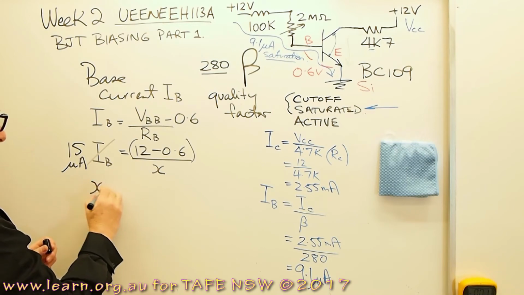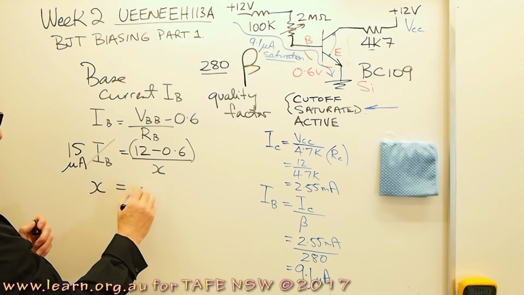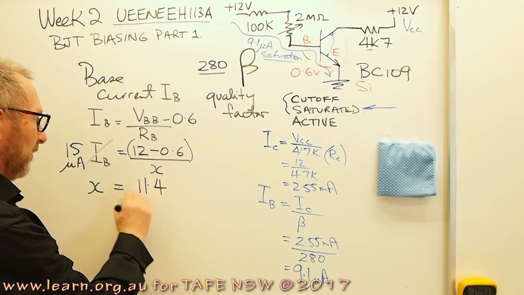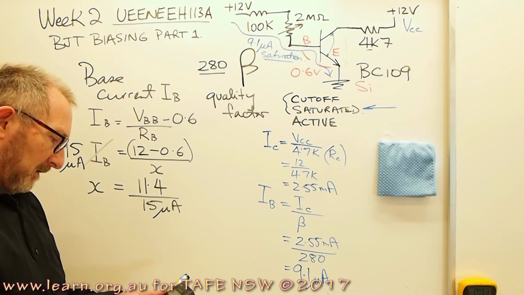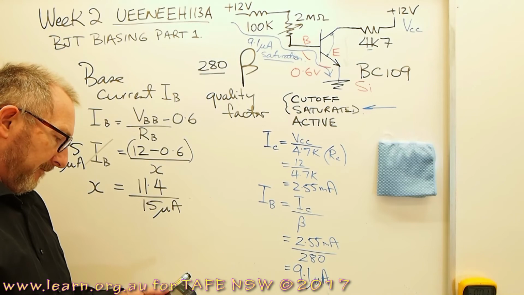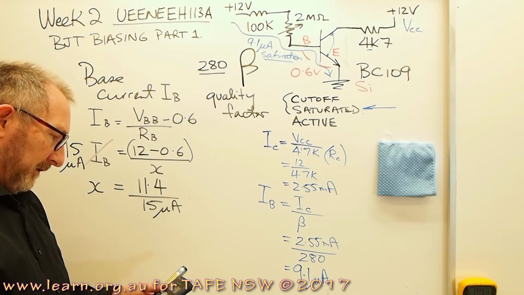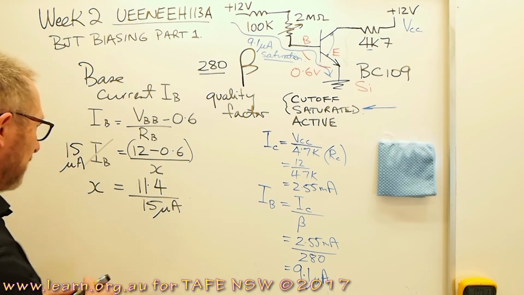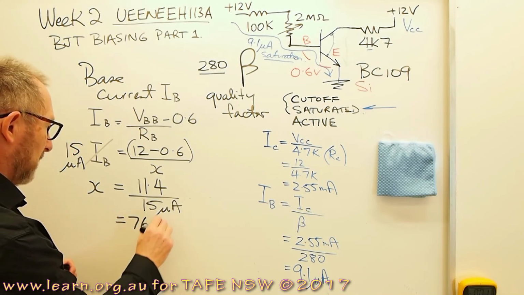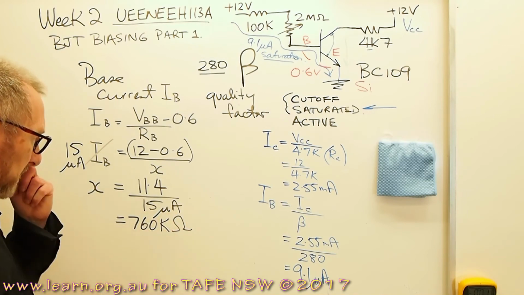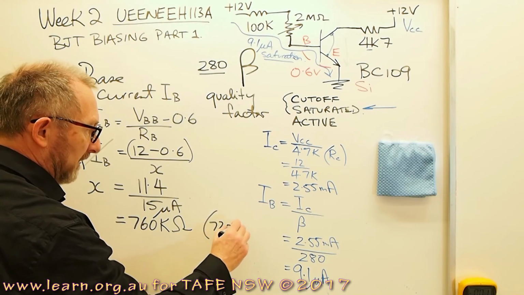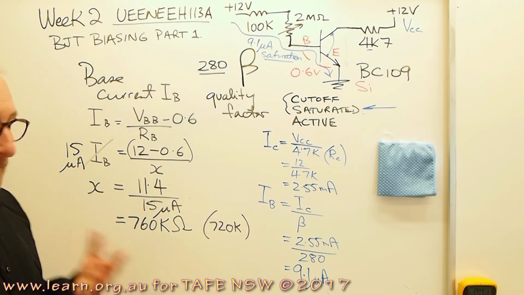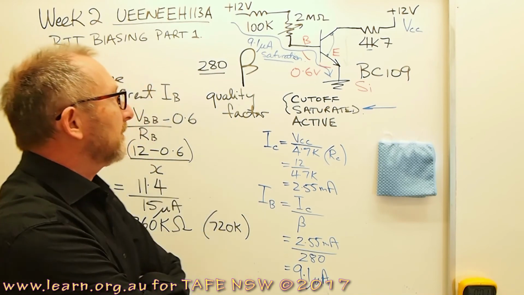So X, and this will be RB, is going to be equal to 11.4 divided by 15 microamps. 11.4 divided by 15 exponent minus 6 equals 760,000 ohms. 760k ohms. 760k, the closest that we're going to get to that would be 720k off the shelf.